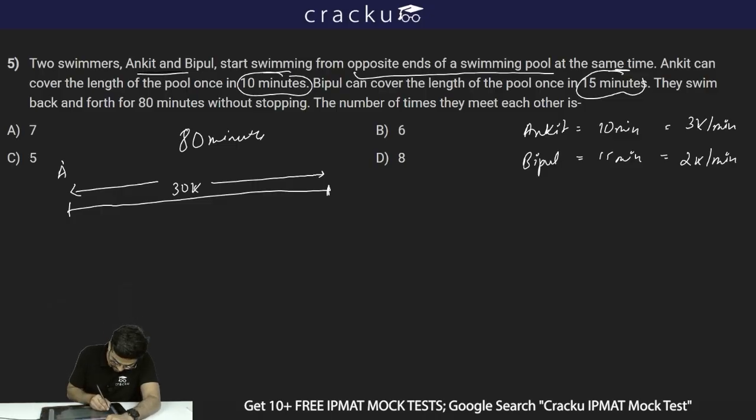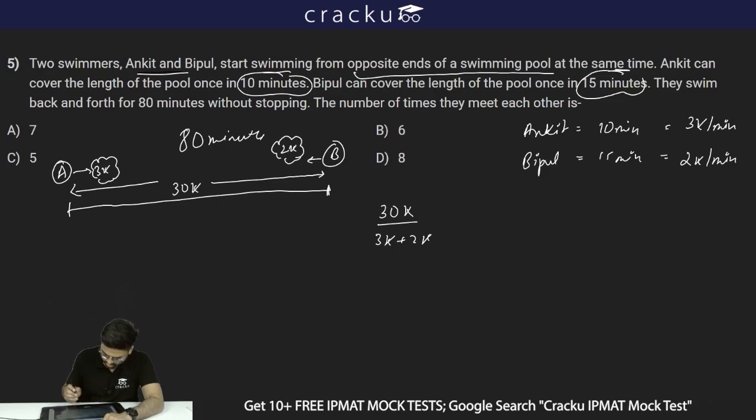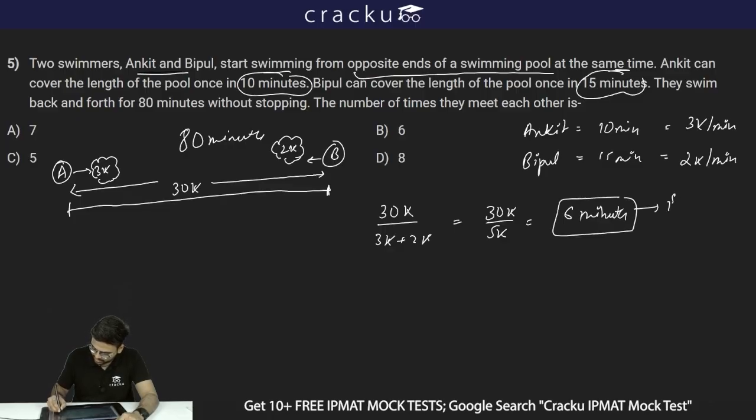Now initially, Ankit is standing here and Bipul is standing here, and they are both swimming towards each other. So when will they first meet? One is moving with 3k speed and the other with 2k speed. Applying relative motion, they will first meet in 30k divided by 3k plus 2k, or 30k divided by 5k, which is equal to 6 minutes. So their first meet happens after 6 minutes. But they are continuing back and forth for 80 minutes, so we are left with 74 more minutes.